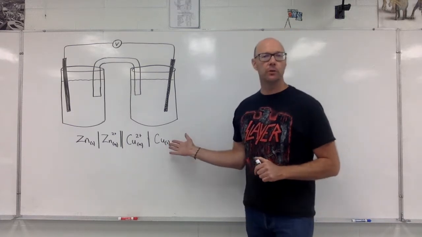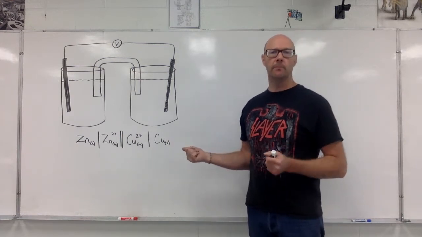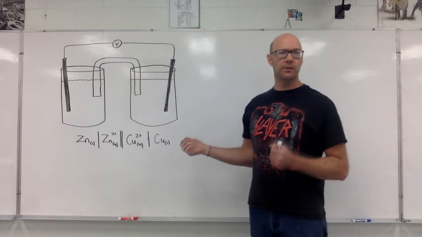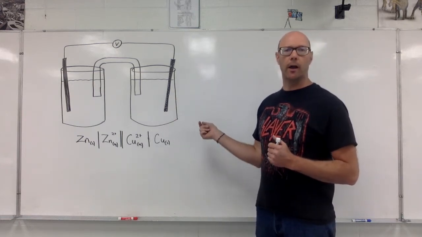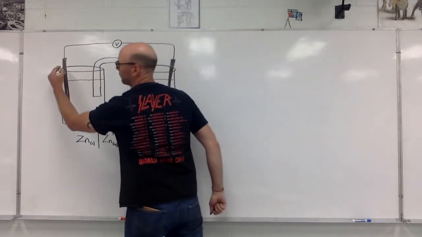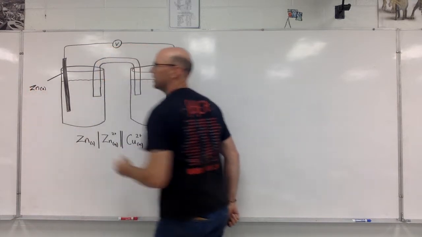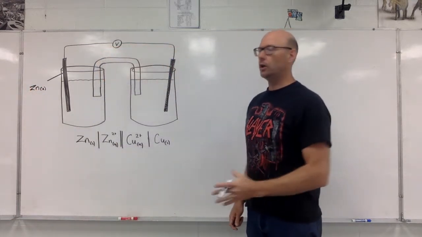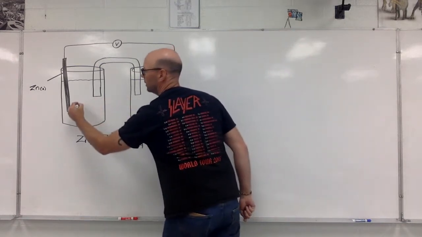Here I have the cell notation. It's for a standard zinc copper voltaic cell. I have this notation. So my first step is to just put some labels on my actual diagram here. It's zinc solid. That's letting me know that piece of metal out there is zinc solid. And then the zinc ions are in solution down here.